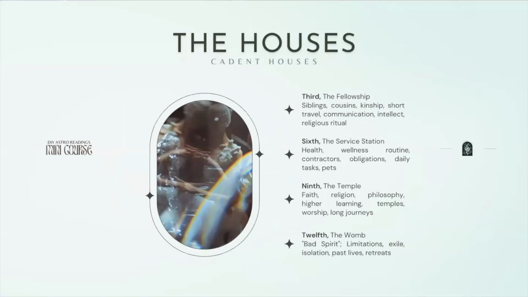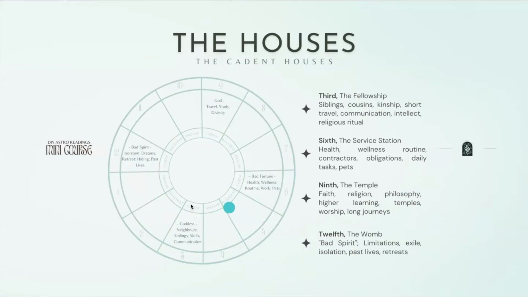And then the last category is cadent houses. This is the 3rd, 6th, 9th, and 12th. These are the houses that are considered to fall away from the angles, whatever comes after, quote unquote, after the angular houses. So 12 comes after 1, 9 comes after 10, 6 comes after 7, and 3 comes after 4.